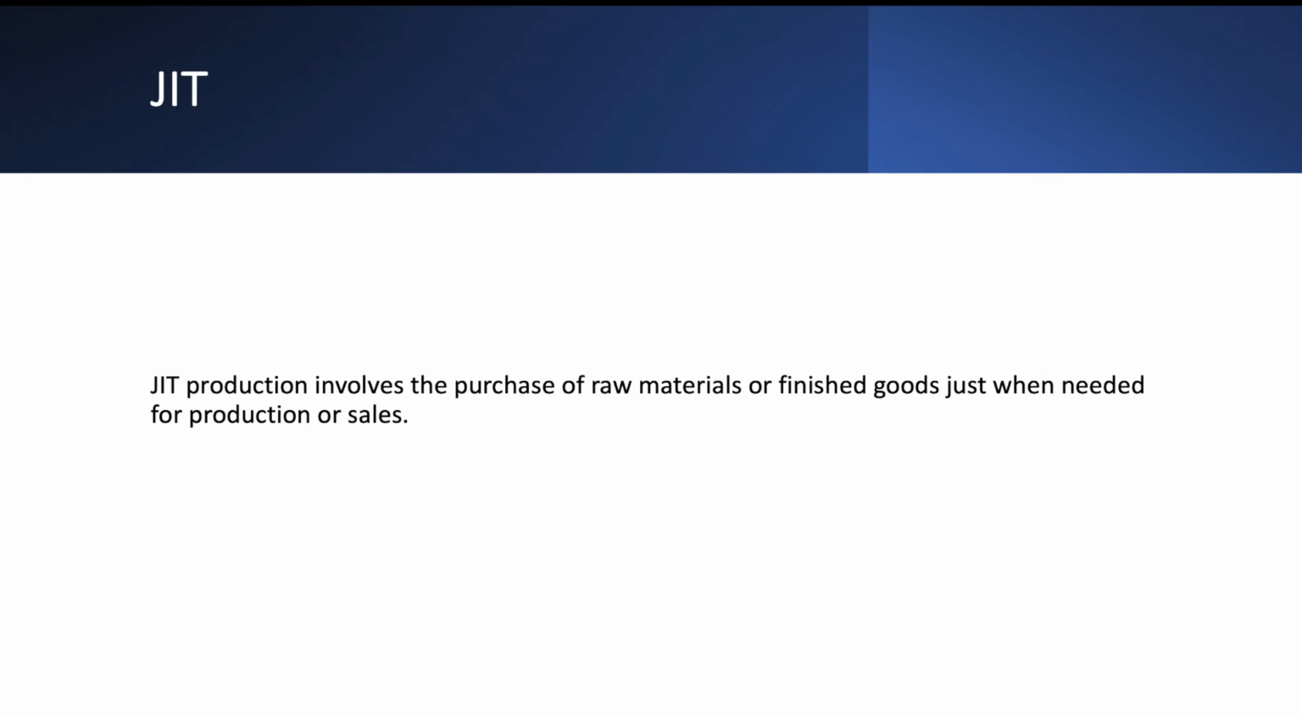Okay, now come to the other thing, JIT. What is JIT? In JIT, we don't need to worry about anything. JIT production involves the purchase of raw materials or finished goods just when needed for production and sales. But in TQM, what we have to do is get the goods and keep them in our warehouse so that we can produce them in our production department, and then after that we keep them in our outbound logistics department so that they can dispatch them. In JIT, whenever our production department requires something, they just order it.